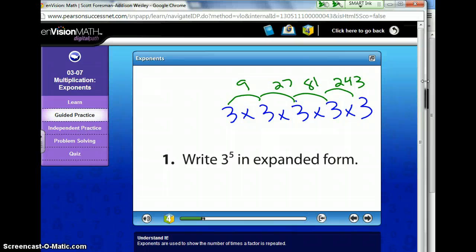I like to chunk them together. 3 times 3 is 9. Here's another 3 times 3. I know 9 times 9 is 81. 81 times 3. Okay, now I might have to write that one down. All right, let's try another one.